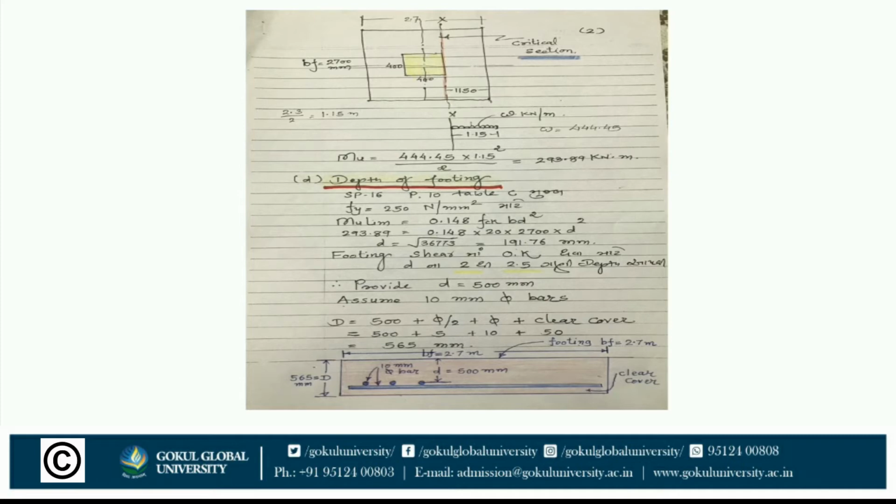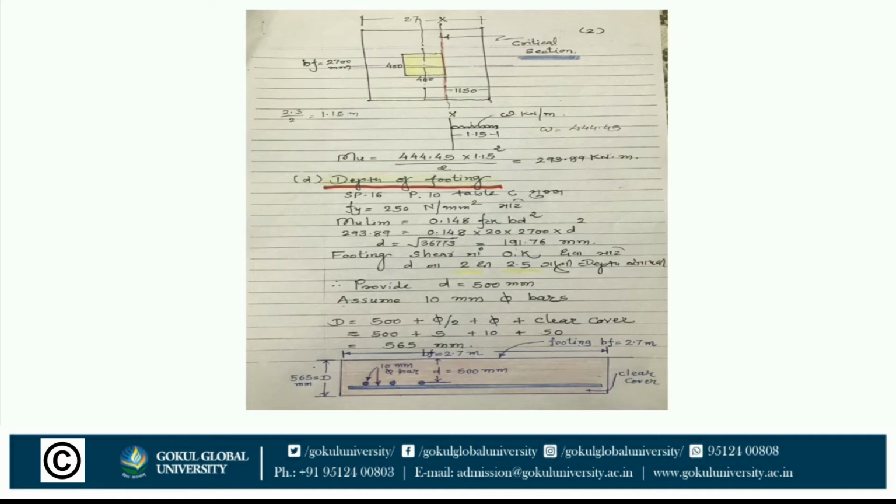Now we find depth of footing. Refer the code SP16, page number 10, table C. For Fy 250 Newton per mm square, Mu limit will be equal to 0.148 fck b d square. Using this formula, we will find d is equal to 191.76 mm. Therefore, footing depth will be taken 2 to 2.5 times for shear force. So we provide d is equal to 500 mm.